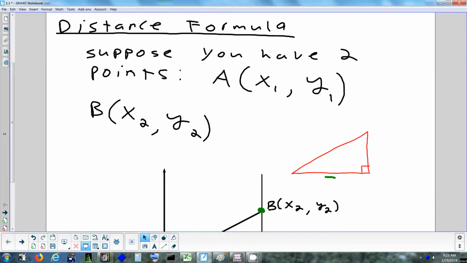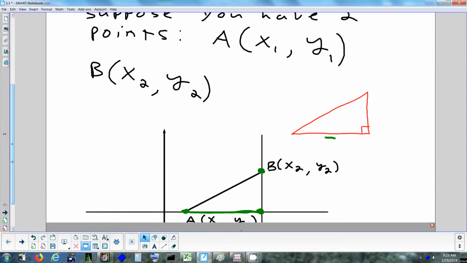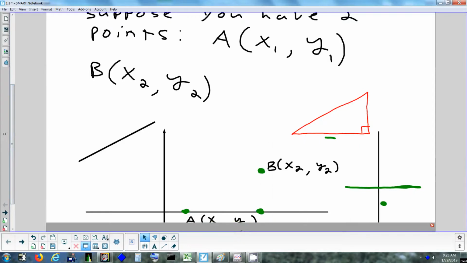Okay. And our goal is, I'm going to graph the 2 points. I don't know the exact coordinates. All I know is coordinate A has an x and a y value. Coordinate B also has an x and a y value. And I'm going to graph them just like this. Okay, so we'll just start out with that. So there's A, and there's B.